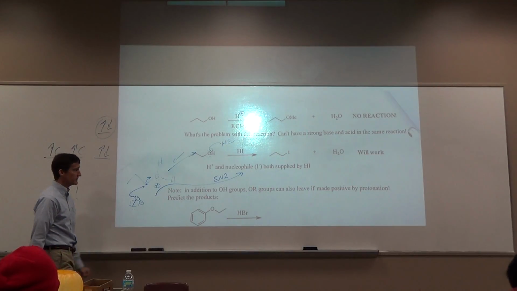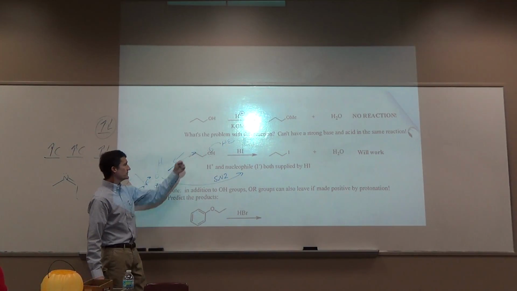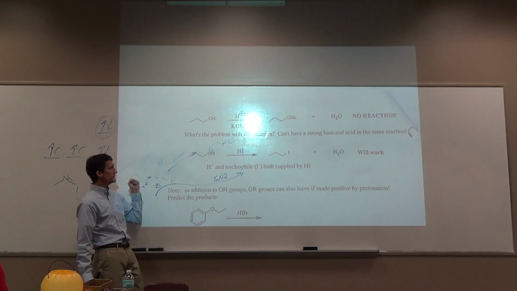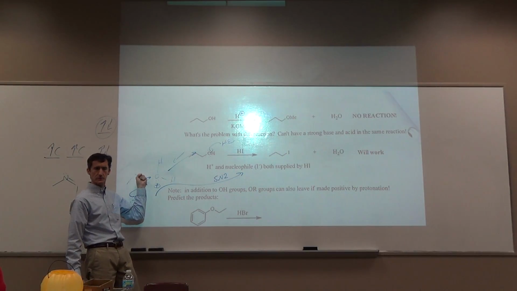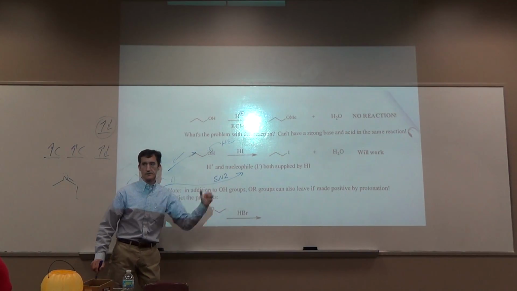I said this before. Students say, well, I thought SN2 was just one step. You're showing two steps. That's because the first step is not the substitution. The first step is just activation of a leaving group. From here to here is the substitution, and it was just one step.